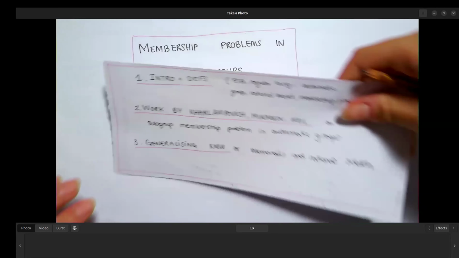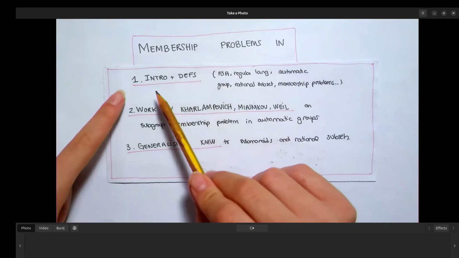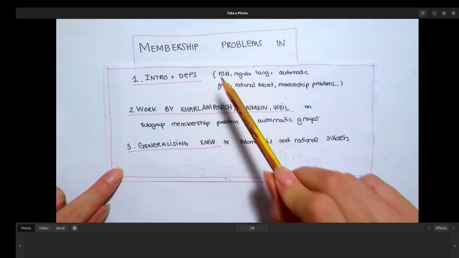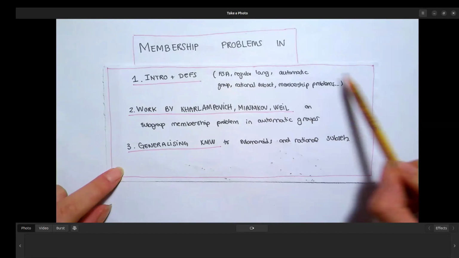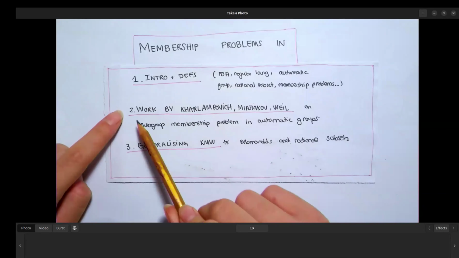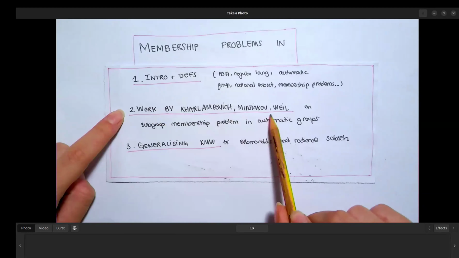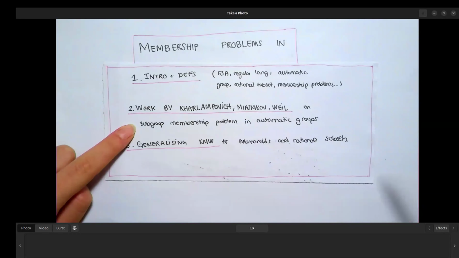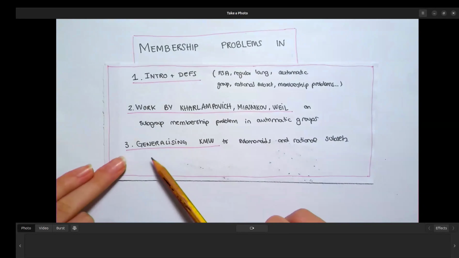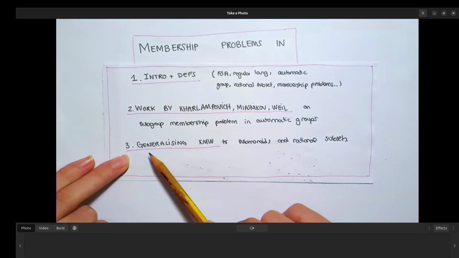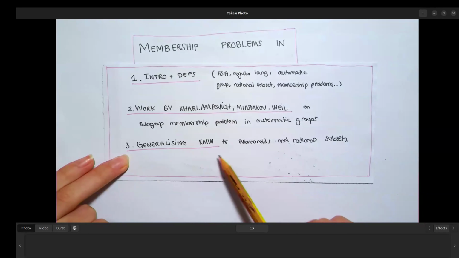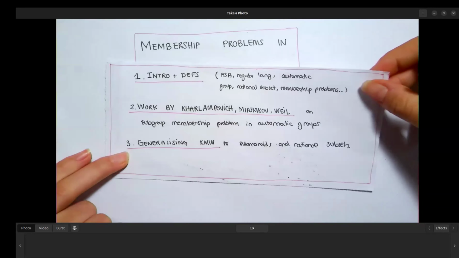And the structure of the talk is going to be the following. I'm going to have a first part with lots of introductory definitions, like finite state automata, regular languages, etc. Then I'm going to give you an overview of a work by Karlampovich, Miasnikov, and Weil, where they proposed a solution to the subgroup membership problem in automatic groups. And then I'm going to be dedicating the last part of the talk to a proposal of generalization for this previous work, so that it works not only with subgroups, but also with submonoids and rational subsets.